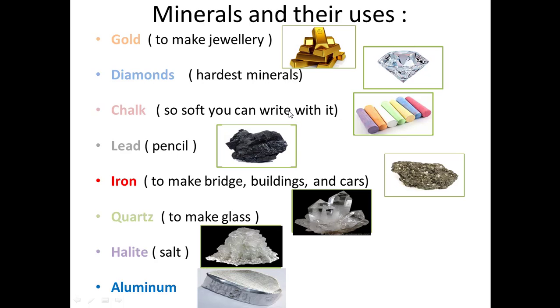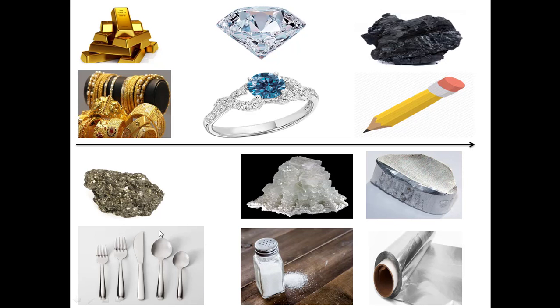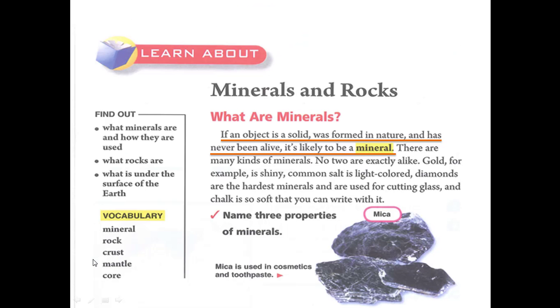This one is a chalk. And lead is another type of mineral used for making pencil. And iron is used to make bridges, buildings, and cars. And quartz, this one is a quartz used to make glass. And halide is used to make salt. And this one is aluminium. Look, we use mineral for making something. We use gold for making jewelry, and diamond for making jewelry, and lead for making pencil, and aluminium for making, look, spoon.